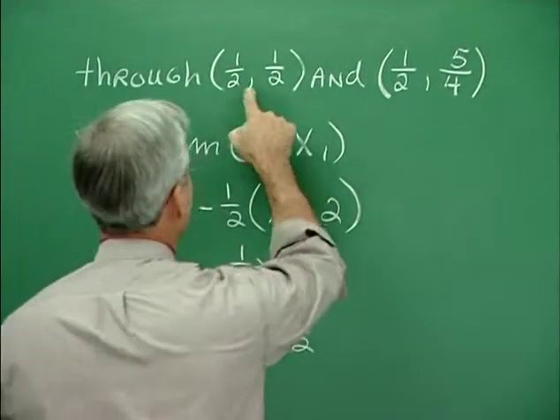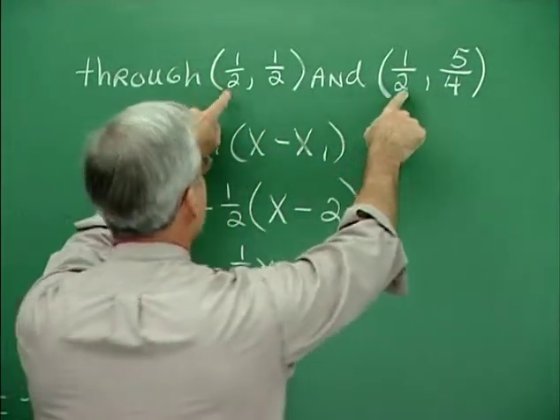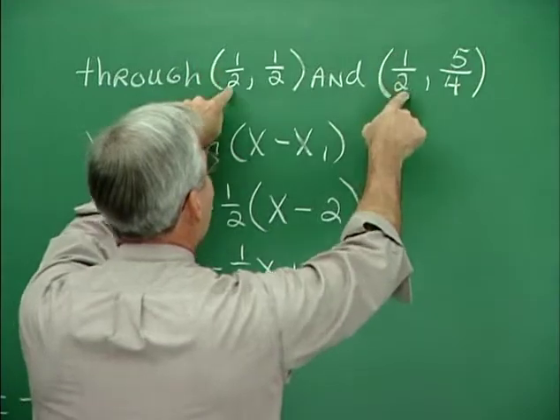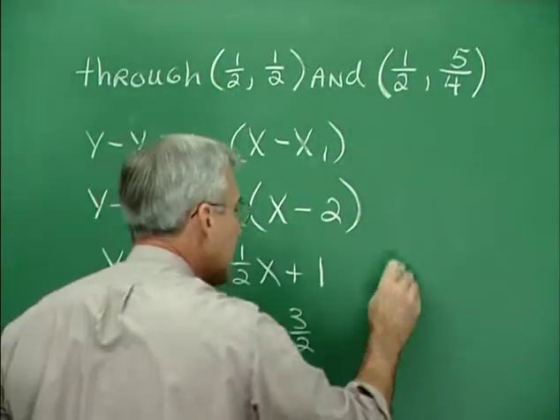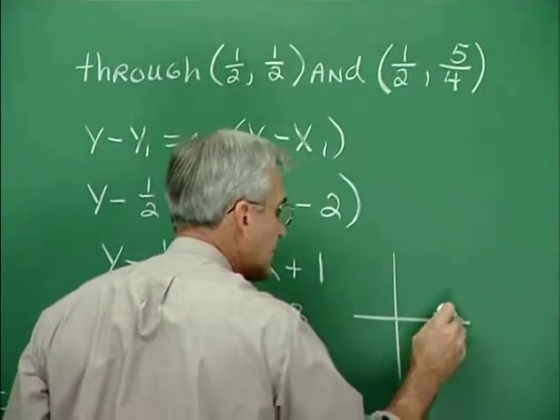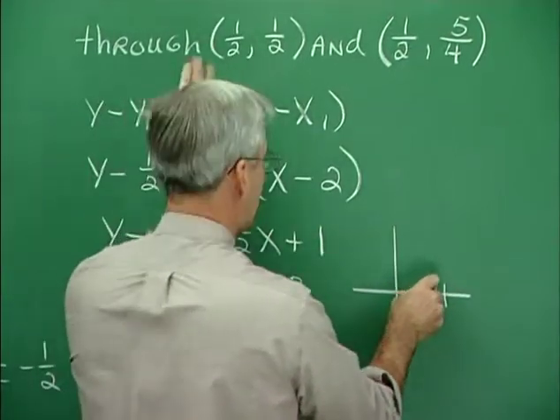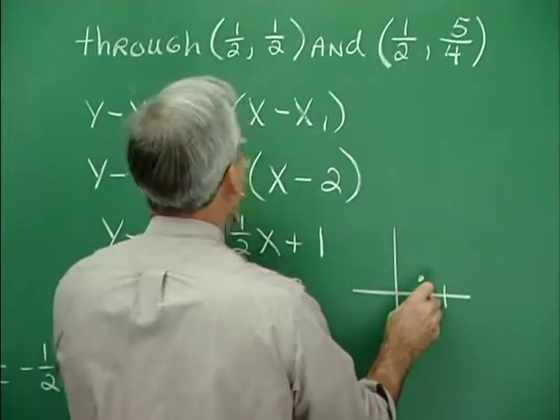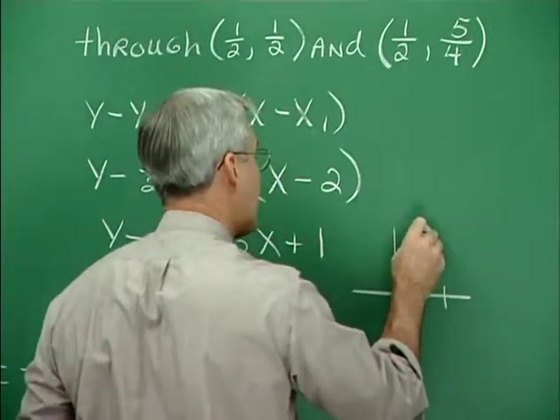So I have 1/2, 1/2, and then 1/2, 5/4. Now, the important thing to notice is that the x components are the same. When the x components are the same, think about it graphically. Let's say this is 1, so I have an x of 1/2 for one of them, and it goes up to 1/2. Okay, let's say it's here. And then an x of 1/2, it goes up to 5/4, 1 1/4, that's about right up here, let's say.